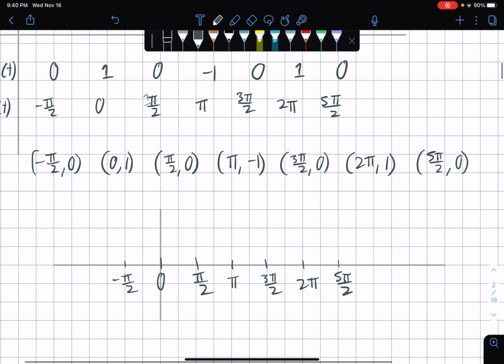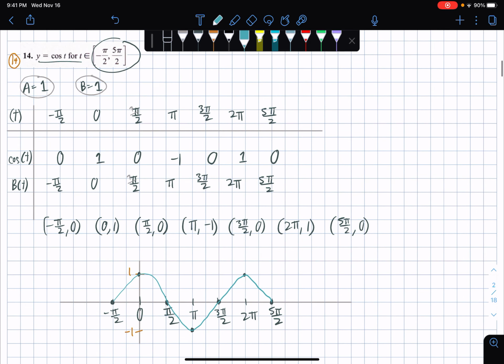Now, negative pi over 2 and 0 is over here. 0, positive 1 is over here. Amplitude, positive 1, negative 1. Pi over 2 is 0 over there. I won't dictate everything in each, but I hope you can see the pattern. There you go. Now that's the graph for number 14.